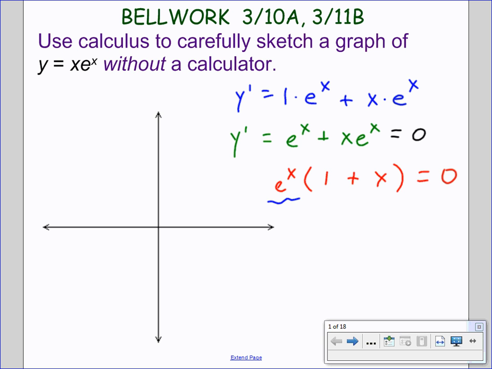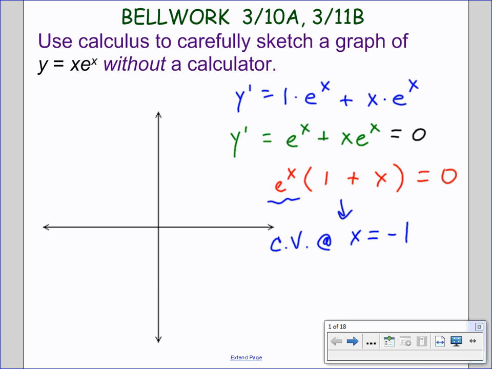Does e to the x ever equal 0? That's always positive, so that never equals 0. That won't contribute any critical values. But 1 plus x would equal 0 if x were to equal -1. So it looks like I have a critical value at x equals -1.